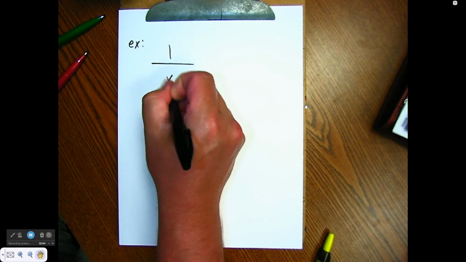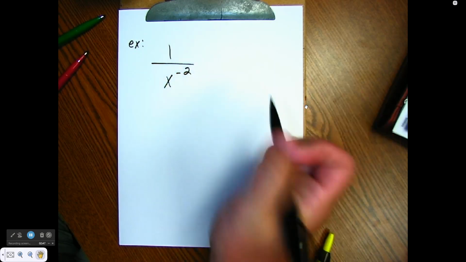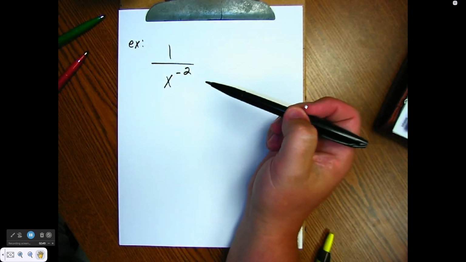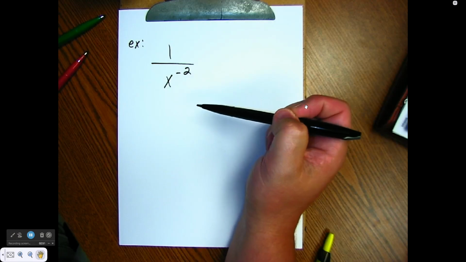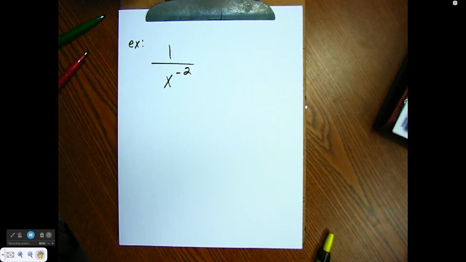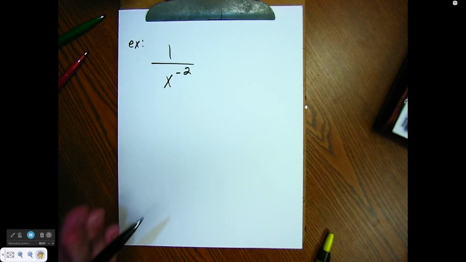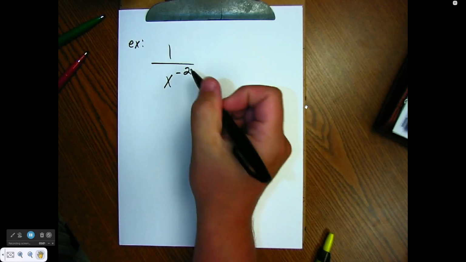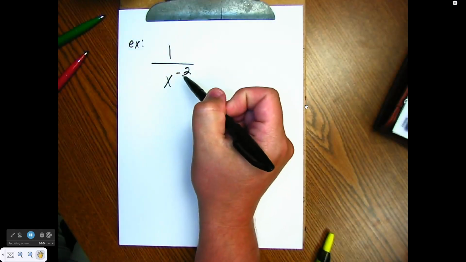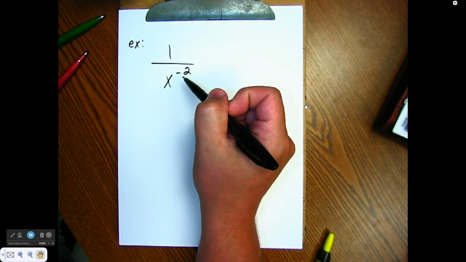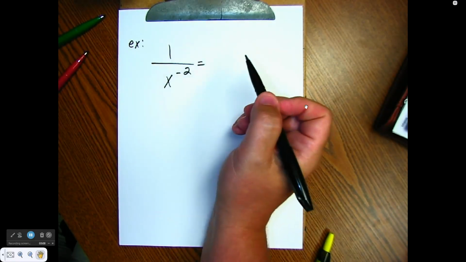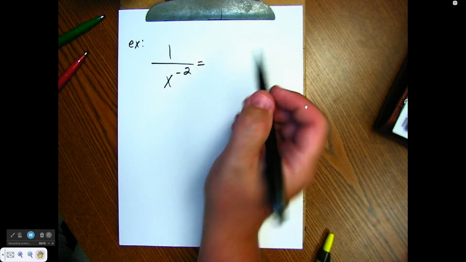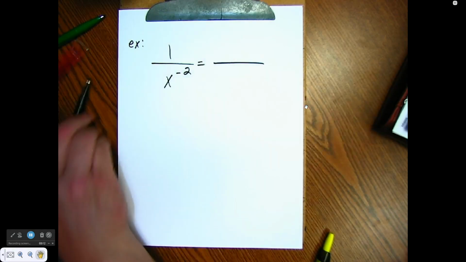One over x to the negative 2. Now notice that the exponent is negative on the bottom to begin with, and that's what the issue is. I can't leave that exponent negative and say, okay, I'm done, here's my answer. I can't do that. We have to address the negative exponent. It's a quick fix. Crossing the line changes the sign on the exponent only.